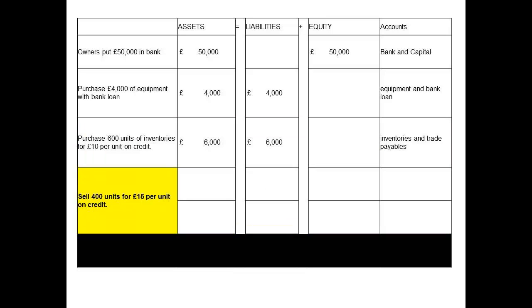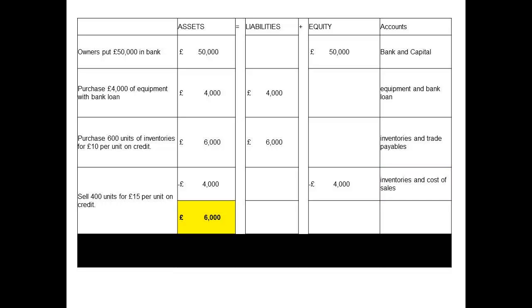The next transaction is a little more complicated. A total of 400 units are sold on credit at £15 per unit. Consider first what has happened to inventory. Inventory has been reduced by 400 units that were purchased at £10 each. So inventory has been reduced by 400 times 10, a total of £4,000. The minus sign here indicates that assets were reduced. Equity has also been reduced by the same amount, £4,000. The accounts affected are the asset account of inventories and the equity of cost of sales.